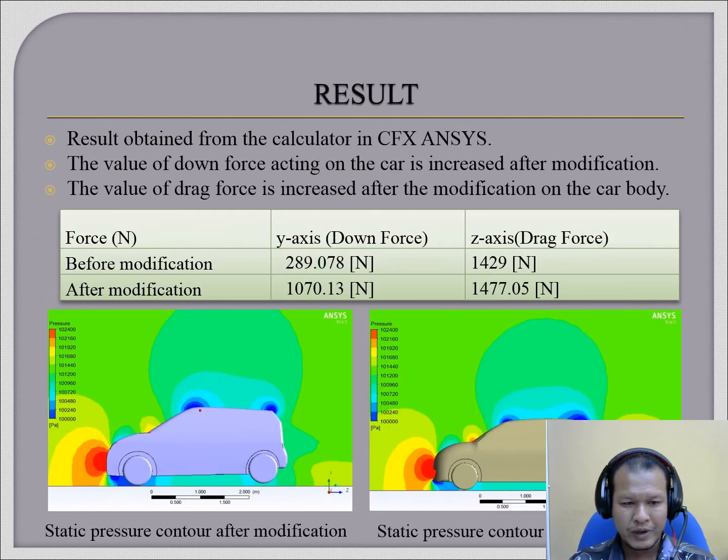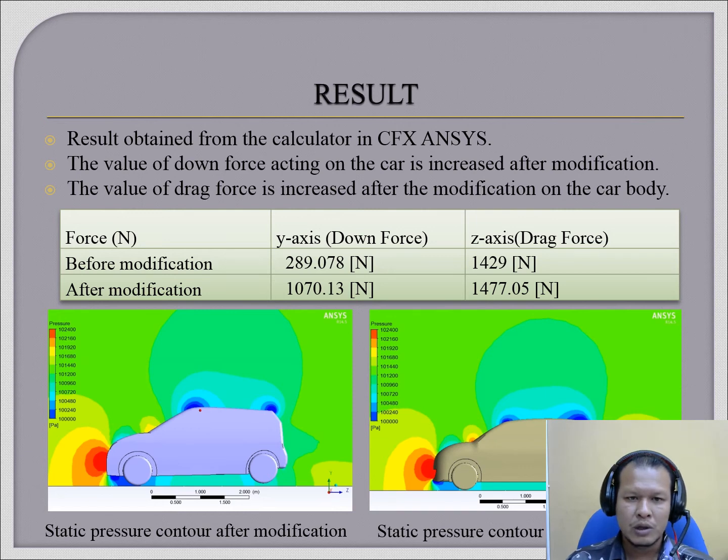So we get the result. After running the analysis for more than 24 hours to 48 hours, the results were obtained from the calculator in CFX. The value of downforce acting on the car is increased after modification, so there is a difference between before and after modification. The value of drag force is also increased after modification of the car body.